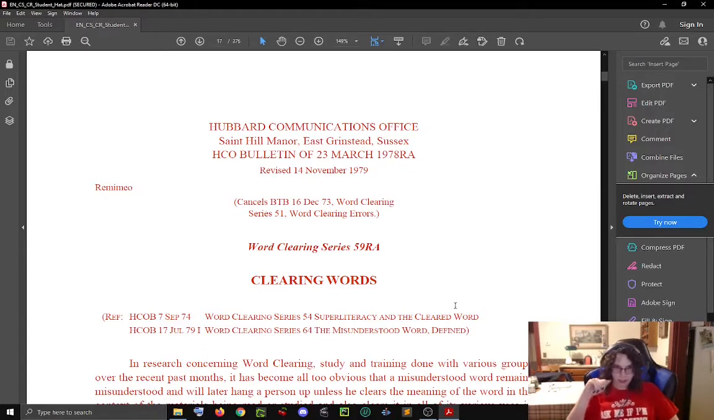So this is Clearing Words from 23rd of March 1978, revised November 14th, 1979. This actually cancels what appears to be word clearing errors. I guess that was another policy or bulletin that he wrote. So in this one, we're going to be referencing the bulletin of the 7th of September 74, Word Clearing Series 54, Super Literacy and the Cleared Word, and 17th of July 79, Word Clearing Series 64, The Misunderstood Word Defined.